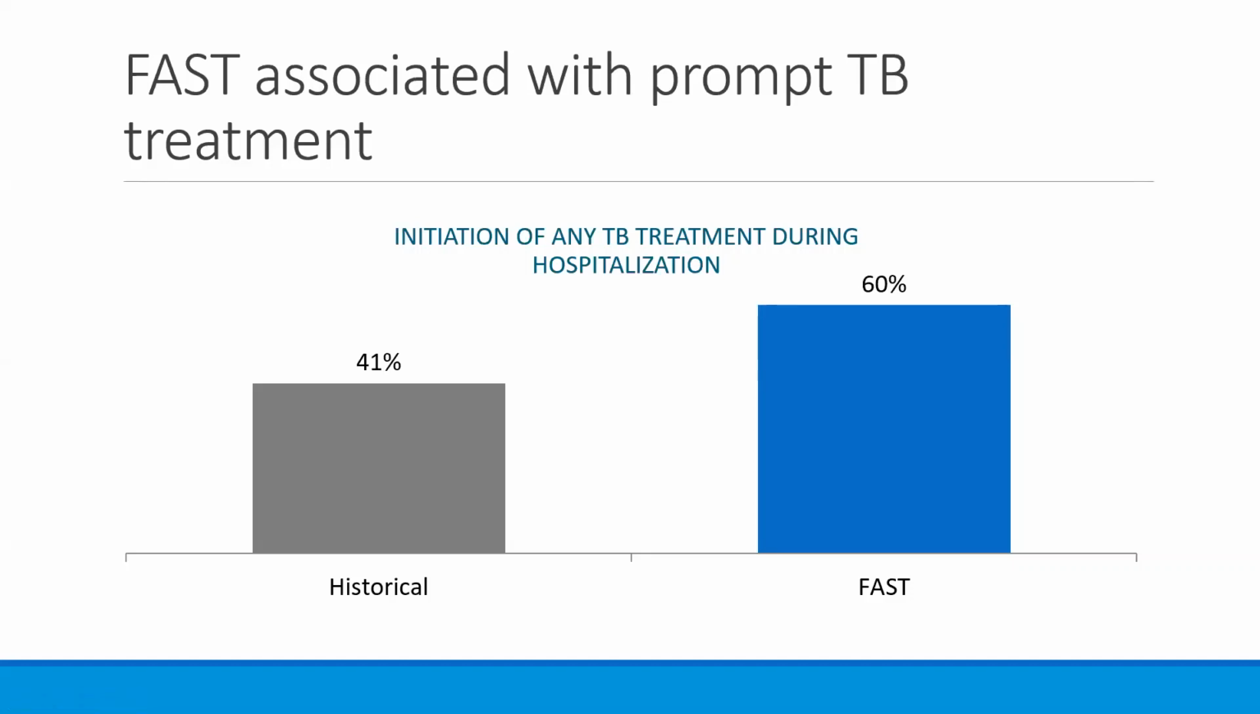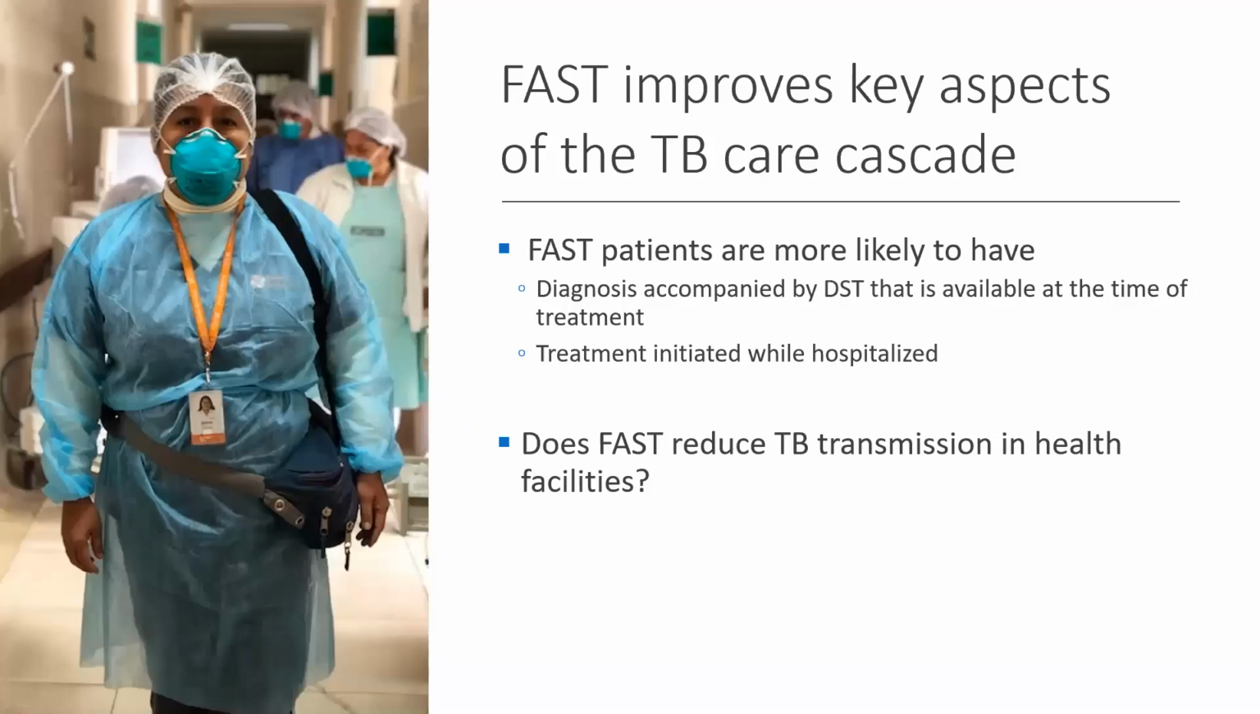So I think we can conclude that FAST improves key aspects of the TB care cascade. FAST is improving screening. Patients treated under FAST are more likely to have their diagnosis accompanied by a drug susceptibility test that's available at the time of treatment. They're more likely to initiate treatment while they're hospitalized. All of these things suggest that the quality of care for patients with TB is improving under the FAST strategy, and that's why I like to think about it as a patient-centered administrative infection control intervention. But the question is really, okay, that's great, it's improving patient care. Is it having an impact in reducing TB transmission in health facilities? That is the key question that I think still needs to be answered.